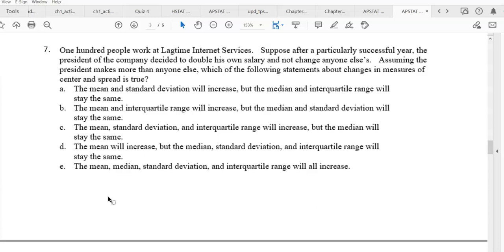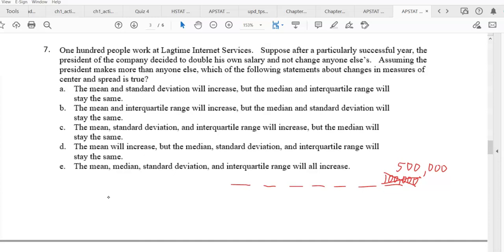So whatever the largest value was, there's a whole bunch of values here. Let's say he was making 100,000 to begin with, but now he ups it to 500,000 because he thinks he's worth it. He didn't want to give anyone else a raise, so that's the only number that changed. It probably was an outlier before, and it's for sure an outlier now. So how would that change the mean and standard deviation and the median and the interquartile range?